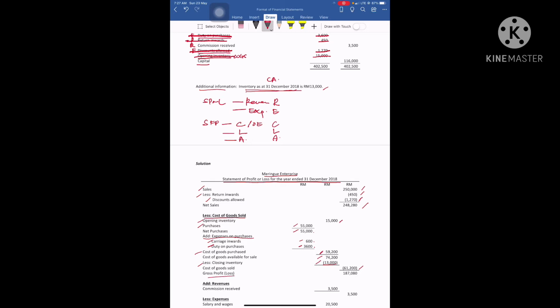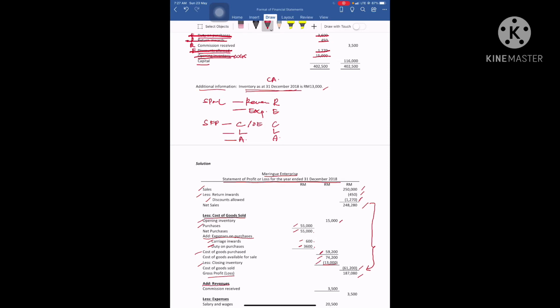How to get the gross profit here? So this is our net sales. We minus our cost of goods sold here. So this is our gross profit, 188,080 ringgit.